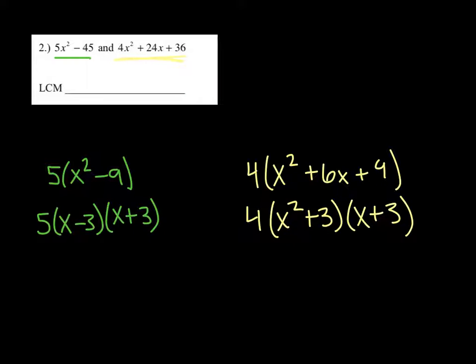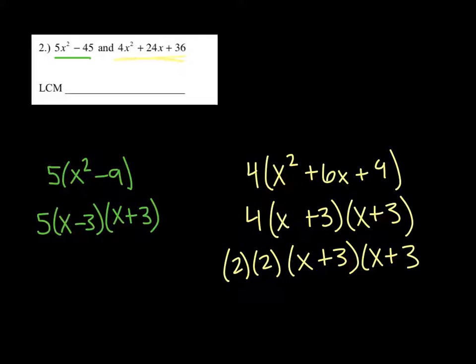Now you can look at this and say, okay, what's the least common multiple between 4 and 5? The lowest number that they both go into is going to be 20. But if you break 4 down, you can say, okay, well that would be 2 times 2. And then we have our x plus 3 and our x plus 3. So these are your two expressions fully factored.